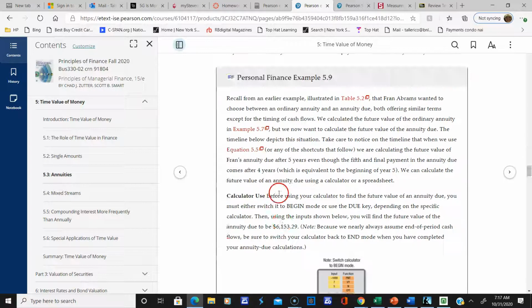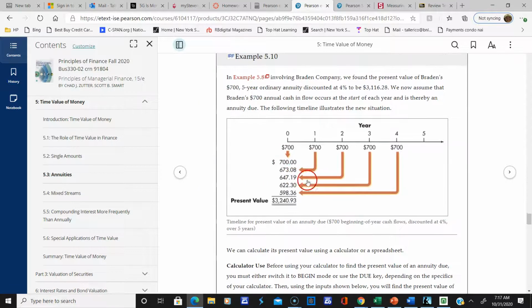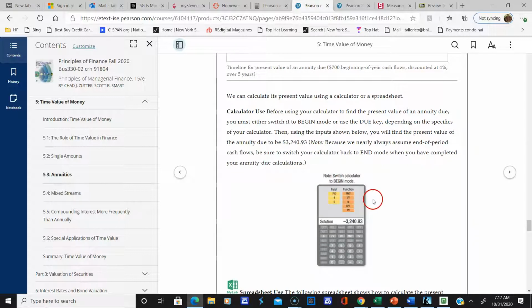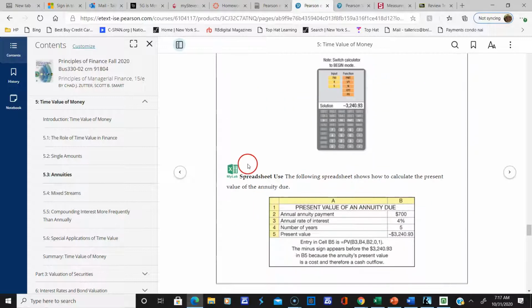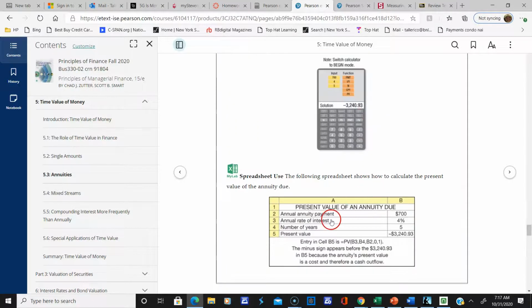Oh, wait a minute, I'm on the wrong thing. Sorry. Here we go. Present value of an annuity. Here's the timeline coming back to the present. See the cash flows coming back? Here's the calculator now. And here's the Microsoft Excel spreadsheet. Once again, if you just bring up PV, you can come up with these numbers. If you need any help, just get a hold of me, and I will help you with this. You should have no trouble with that.